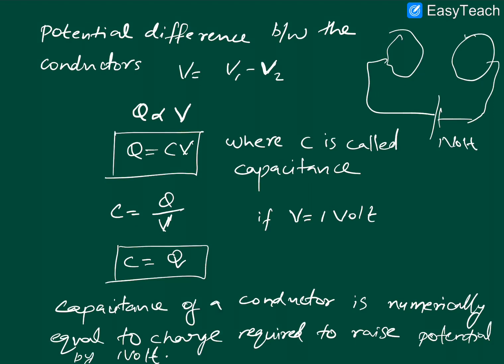How much charge you need to raise the potential of the plates by 1 volt? That will be equal to C, capacitance. That means the potential between plate 1 and plate 2. Okay.